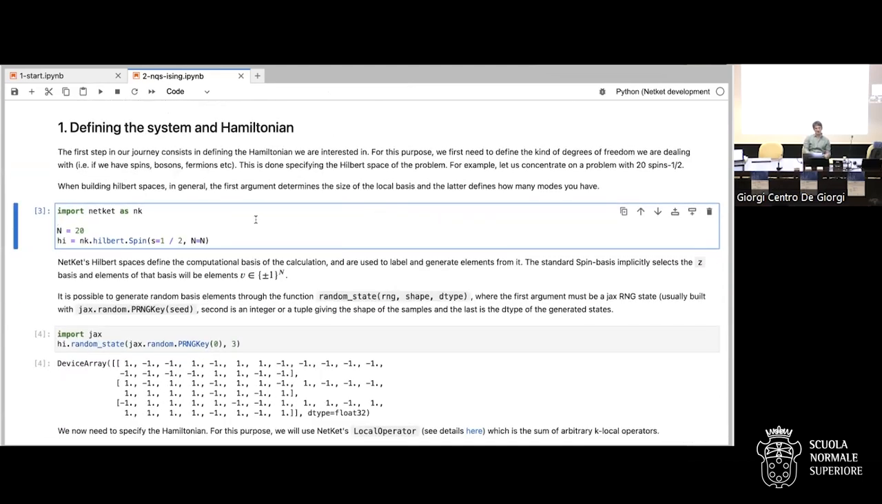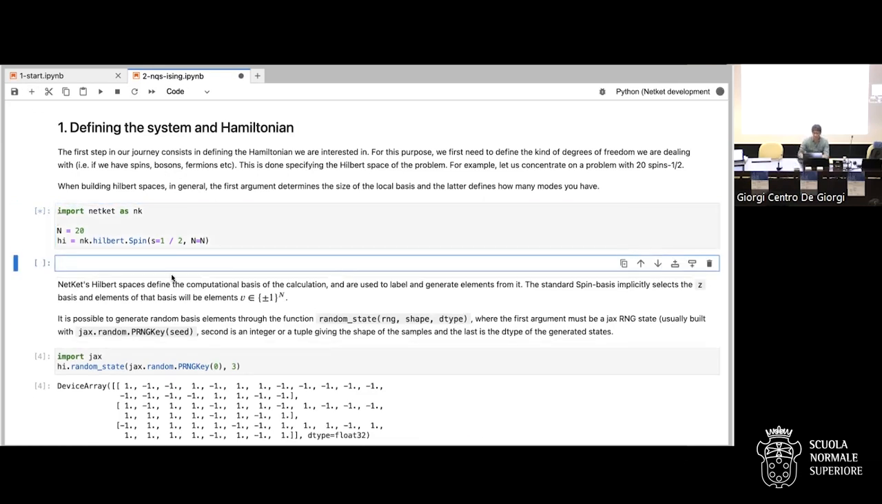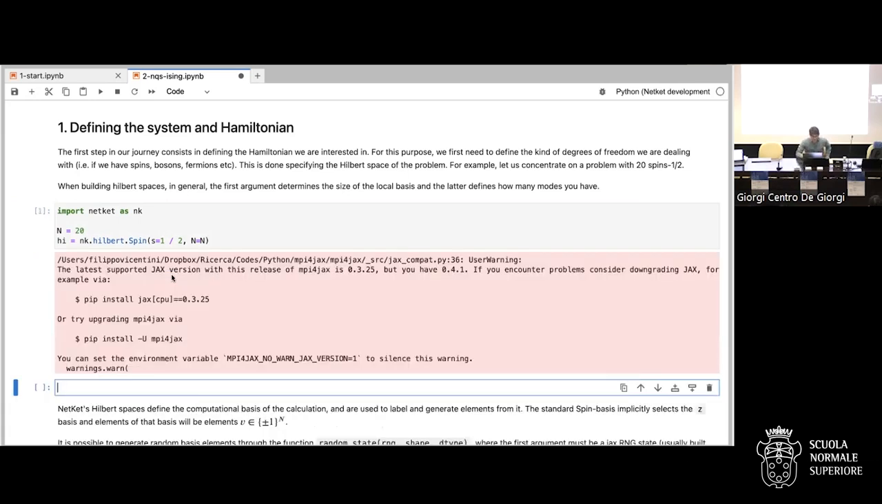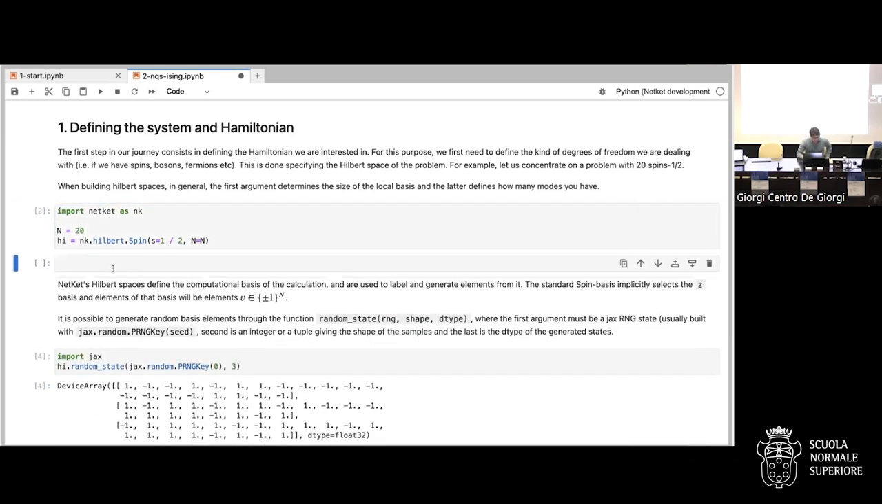So I want to do it for 20 spins, right? So 20 spins means that... This is 1D? Yeah. I saw I plus 1. Yes, the Hamiltonian was written for 1D. Okay, this is complaining, but it's okay.